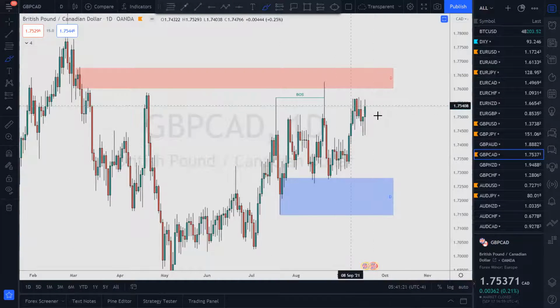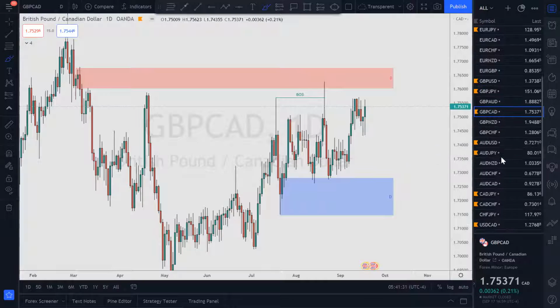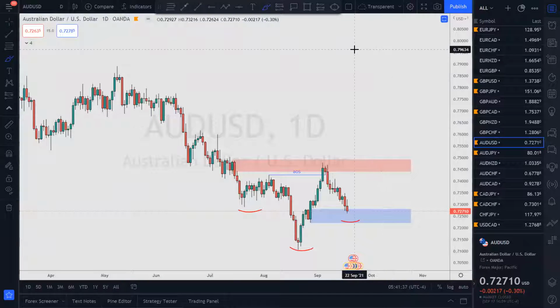But this isn't my first choice market. I'll tell you that right now, Pound CAD, because oil is going to have some say on this, and we'll get to oil in a little bit. Let's go to Aussie USD next. Aussie USD. This is pretty simple.